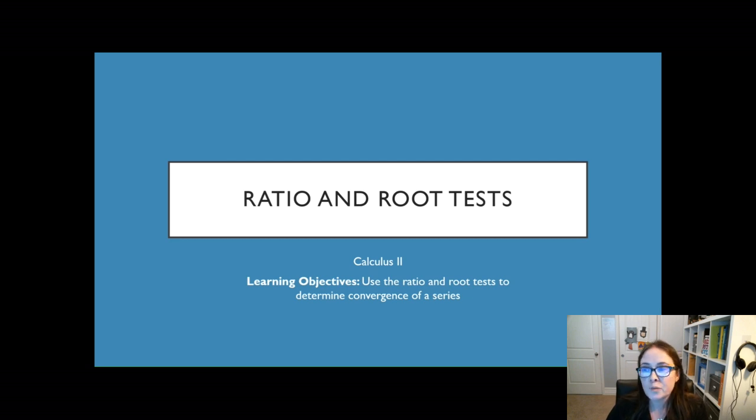Hello. In this video, we are going to look at our last two convergence tests. Oh, such a relief. I think we're up to like 13 or so right now. These are the last two, the ratio and the root test are what we're going to look at today. And these are some really great ones.